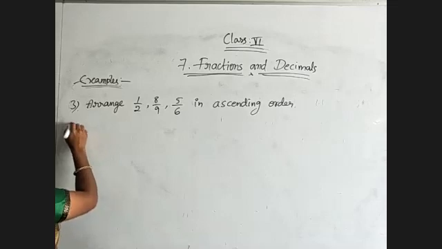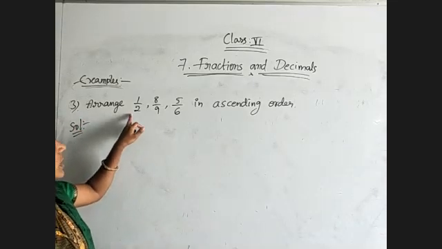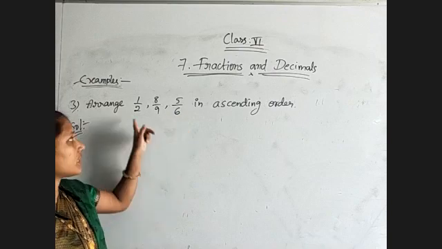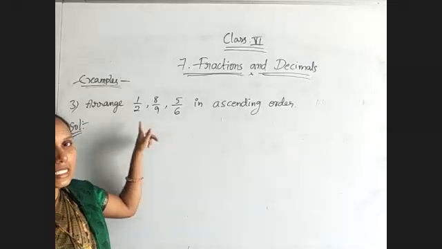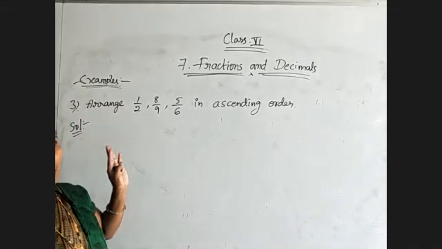Like fractions, in the sense, what is the definition? If the denominators are equal, then they are said to be like fractions. For every fraction, we must get the same denominator. But here, all the 3 fractions have different denominators.